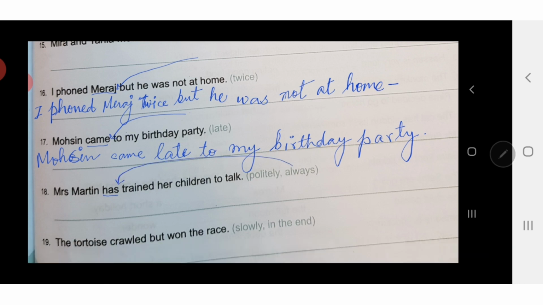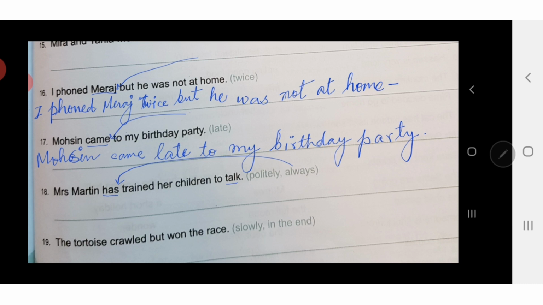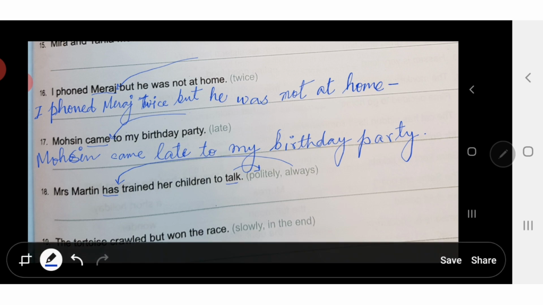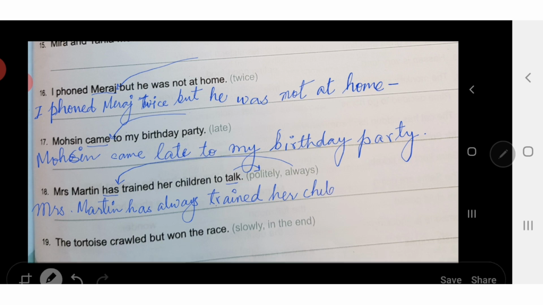Here we'll put has, and with has we will put always. What is the main verb here? Talk. So after talk we'll put politely. Let's start writing. Mrs. Martin has always trained her children to talk politely. Full stop. Clear? Fun.